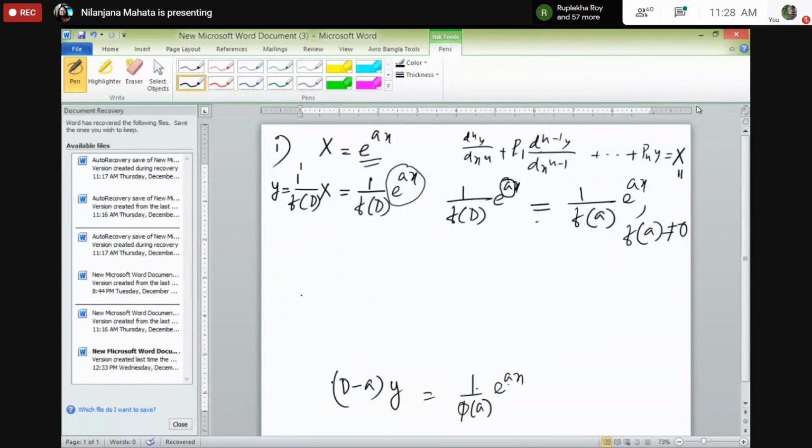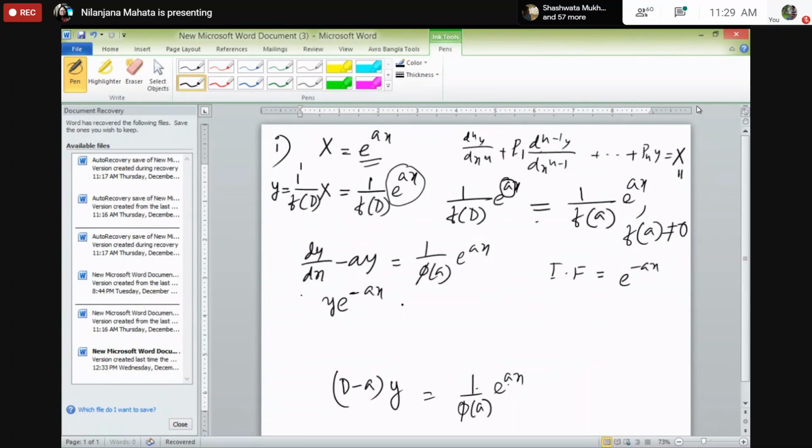So this equation is nothing but... Now the integrating factor will be e to the power minus x. I am multiplying this, so the left side will be d/dx of y e to the power minus x, and the right side will be, that is d of this, and this will be 1 by phi a. I can integrate these terms, and this is e to the power x times e to the power minus x.